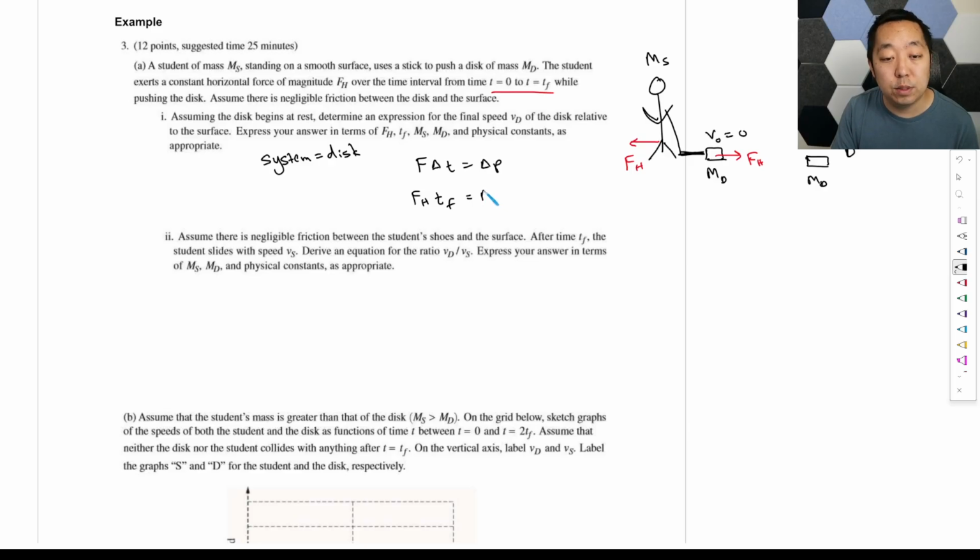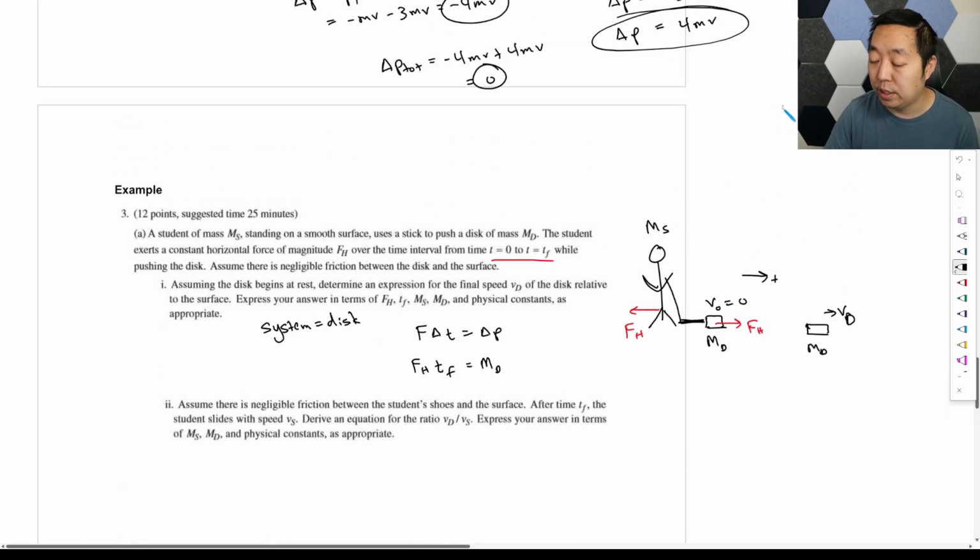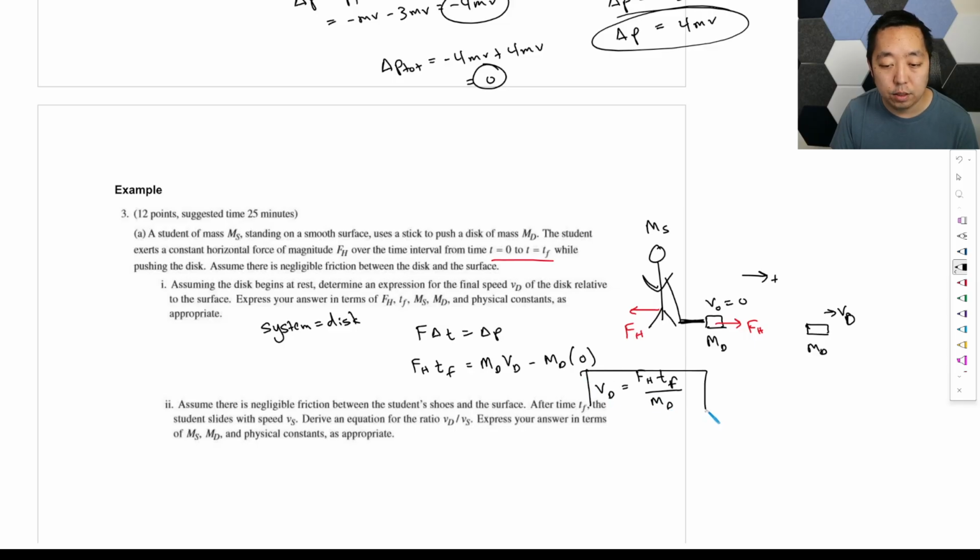So the change in momentum is going to be the mass of the disc times the final velocity, if we make right positive. Sorry, I hid that picture a little bit. Hopefully you can see that picture. So right's positive, so that's m_D v_D, minus m_D times 0. So you get v_D is F_H t_f divided by m_D. Okay? So we did that before.